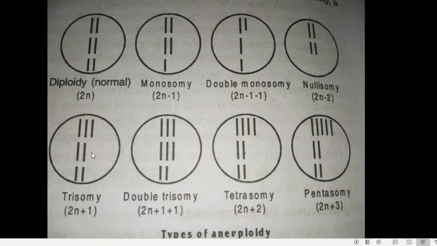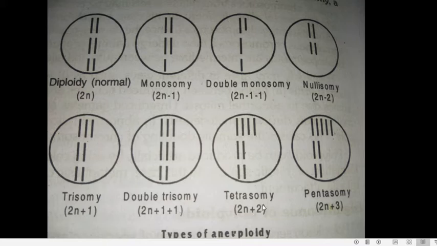Whereas when we go to hyperploidy, this is the normal diploid cell with 3 pairs of homologous chromosomes, but here you can see that into one of the homologous pairs, one chromosome is added. That condition is called trisomy. It is denoted as 2n plus 1. Then there is a similar condition called double trisomy, where into 2 homologous pairs, one chromosome each is added. So this is called double trisomy, which is denoted as 2n plus 1 plus 1.